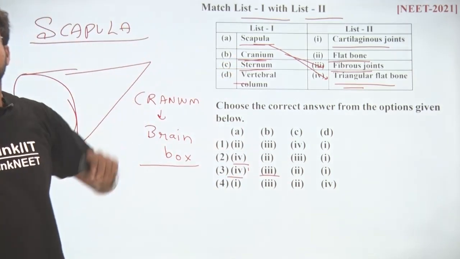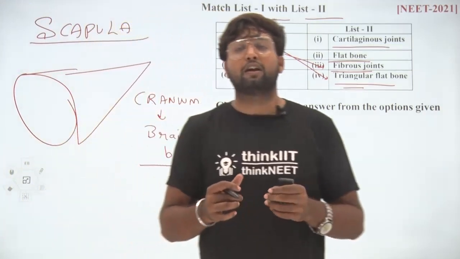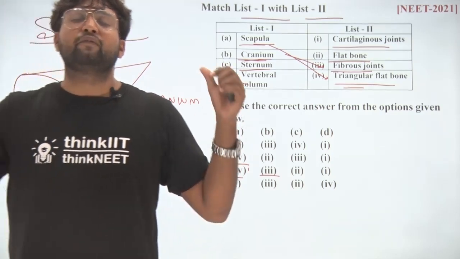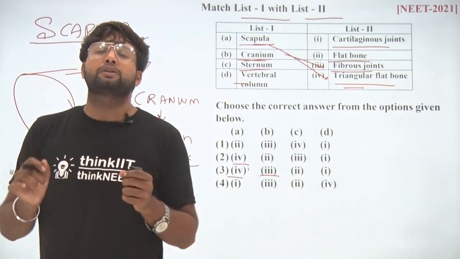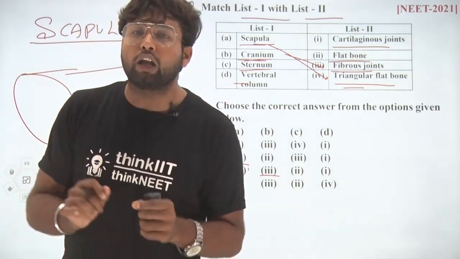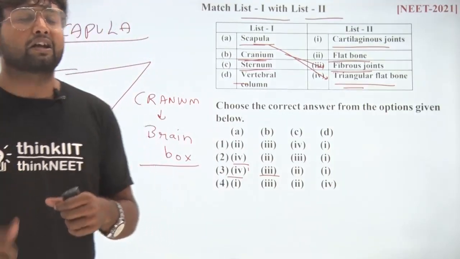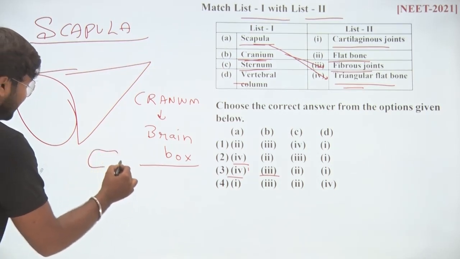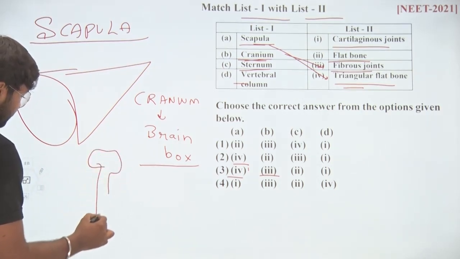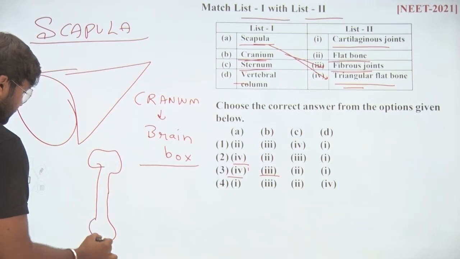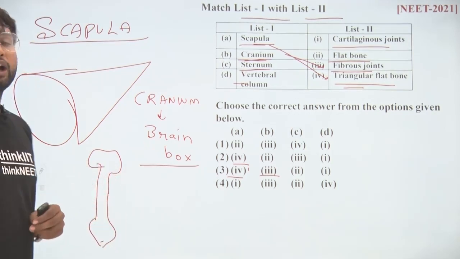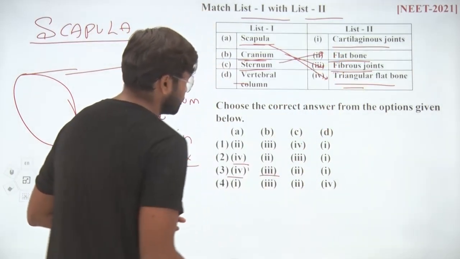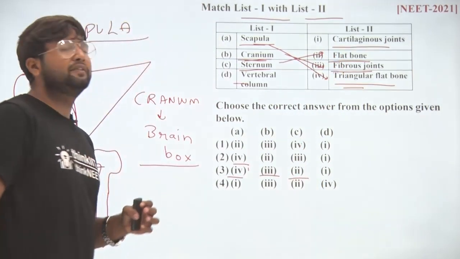The C one, sternum. Do you know what the sternum is, students? The sternum is the mid one which connects the ribs from the ventral side, and from the dorsal side the ribs are connected to the vertebral column, and from the ventral side they are connected to the sternum. It looks something like this. This is the xiphoid process and a flat bone, right? It is a flat bone. So sternum is a flat bone. So C goes to the second.